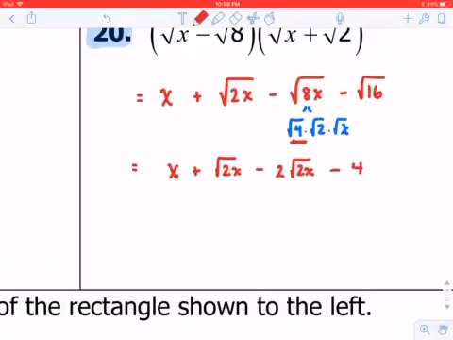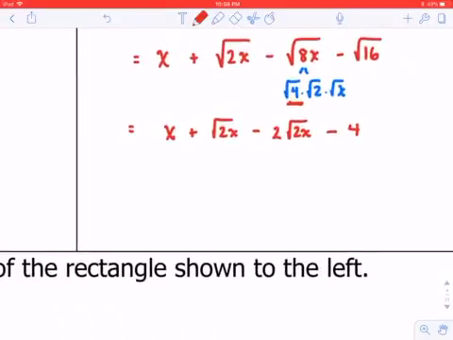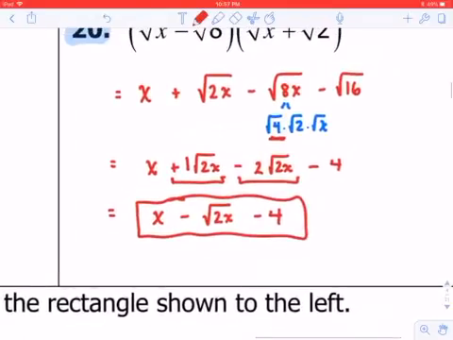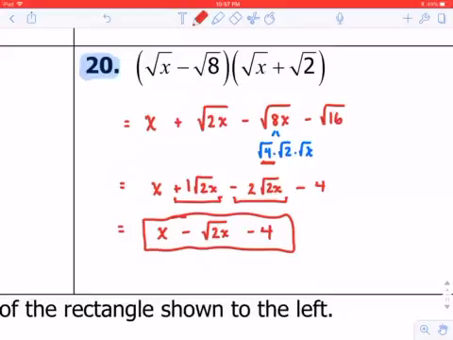And then minus 4. Notice here I do have 2 like terms. I have these radical 2x's. This is technically a 1 radical 2x. So I'm going to go x, and then 1 minus 2 is minus 1, or minus the square root of 2x minus 4. Notice that is about all I can combine. I got my x term, I got my radical term, I got my constant. None of them are like terms, so that's your final answer on number 20. That's about as bad as those multiplying ones can get, honestly.